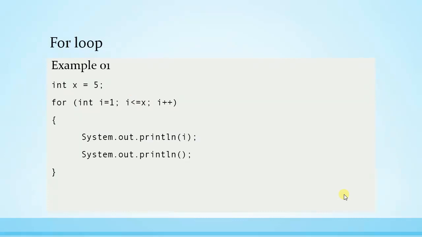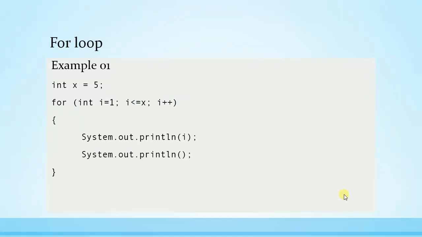So first statement gets executed, second statement gets executed, then we will go to the iterator. I will get incremented and I will have a value of 3. Then once again we will evaluate the condition 3 less than or equal to 5. So the loop will keep on going.